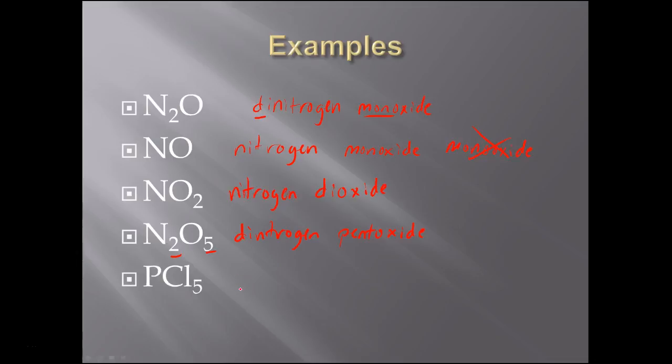And our last example here, a couple different elements. We've got phosphorus. We don't want to use mono, so phosphorus, because we don't use mono ever with that first element. And then we need penta for 5, pentachloride. And there we go. This is exactly how you should be naming all of your covalent compounds.